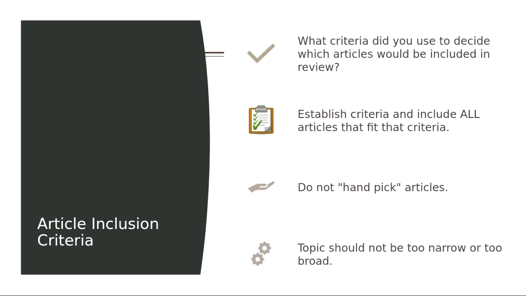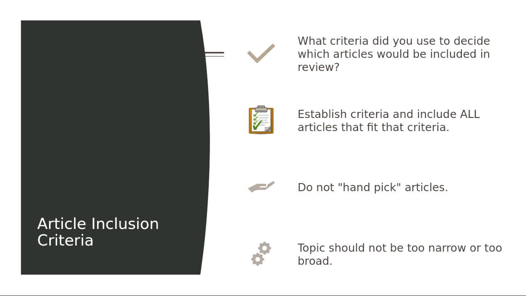Next, you'll talk about your article inclusion criteria. And I think this is a concept that students tend to struggle the most with. You want to define your criteria and include all articles that fit that criteria. So even though there's a 5 article minimum, once you define your area or your criteria, you have to include all articles that fit that criteria, even if it's more than 5.